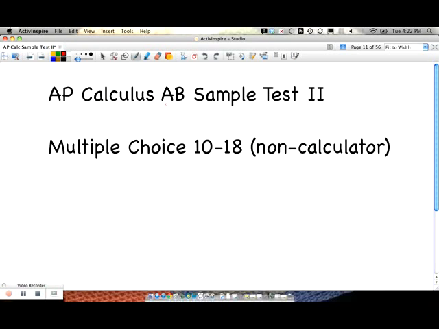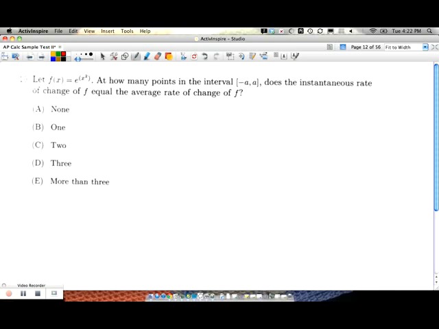Here's the second video for the AP Calculus AB sample test number 2. We're looking at multiple choice questions numbers 10 through 18. Remember, these are non-calculator. Yes, we can use a calculator to check our answers, but we shouldn't be using it to solve them. Let's start with the first one, number 10.